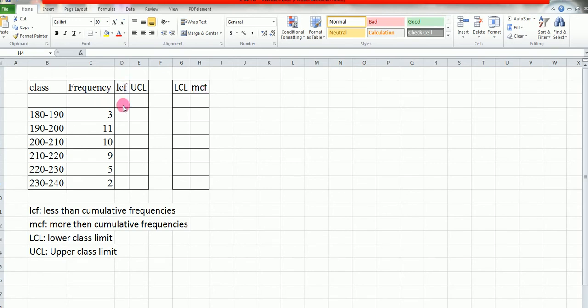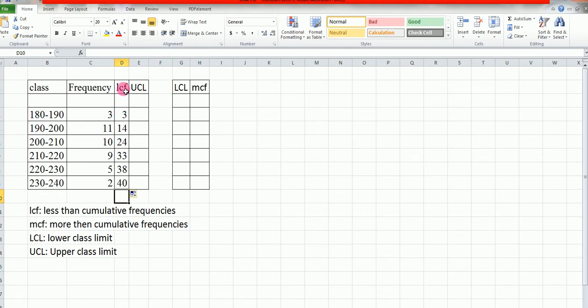Now to obtain LCF, put the frequency of first class as it is in front of that class. Now to obtain LCF of second class, add the frequency of second class to the LCF of first class. So this gives LCF of second class. Now drag this up to last class. So these are the LCF for the given frequency distribution.